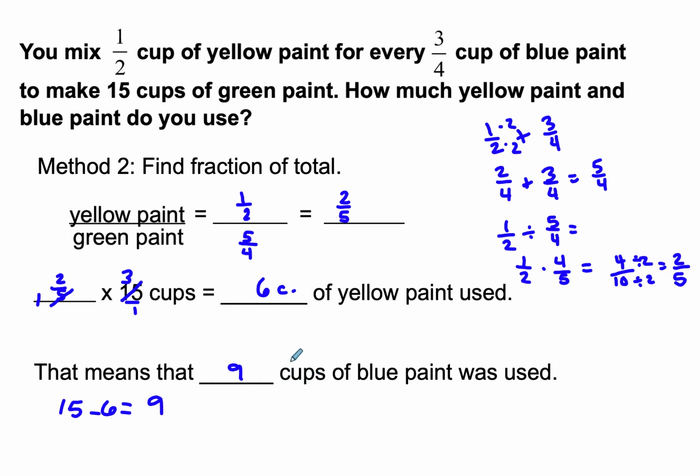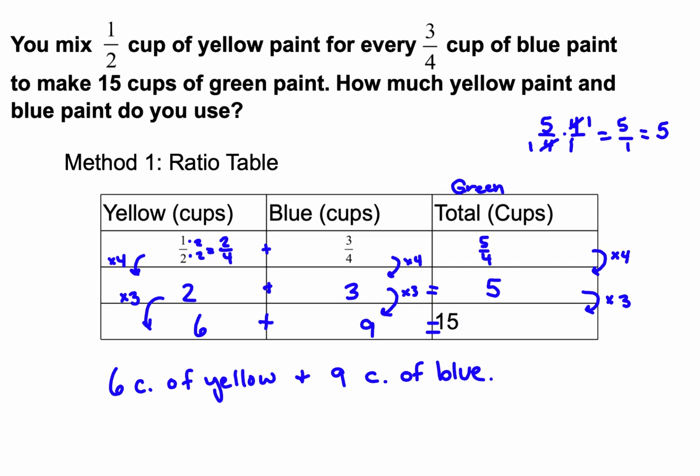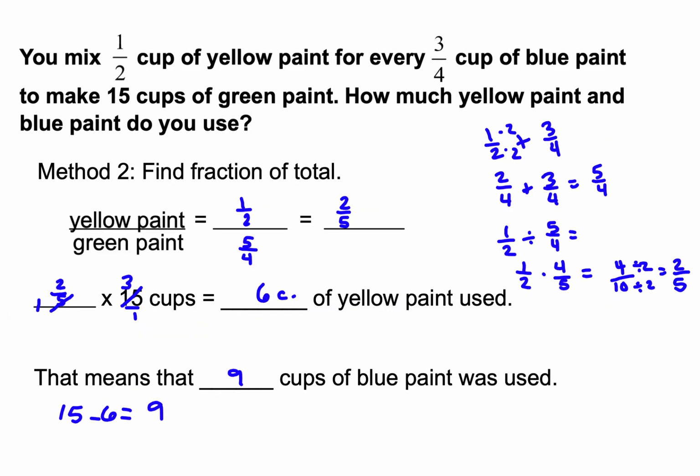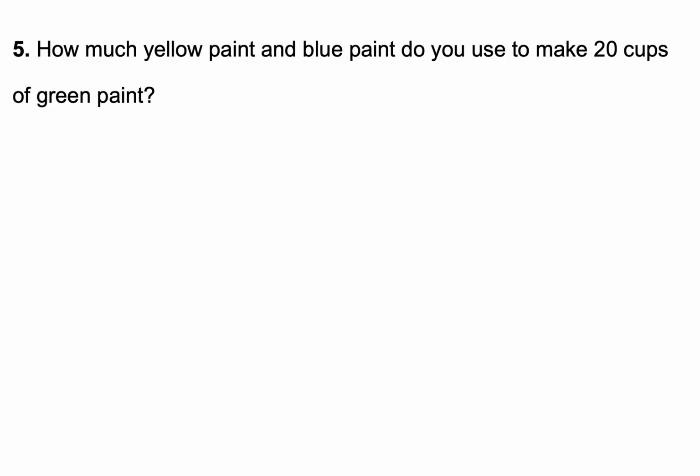So some people prefer to do ratio table. Some people prefer to do fraction of the total. Either way will work, but of course, as always, it's very important that you're writing down your work for what you're doing. All right, let's see. How much yellow paint and blue paint do you use to make 20 cups of green paint? Go ahead and pause the video and try this last one on your own.